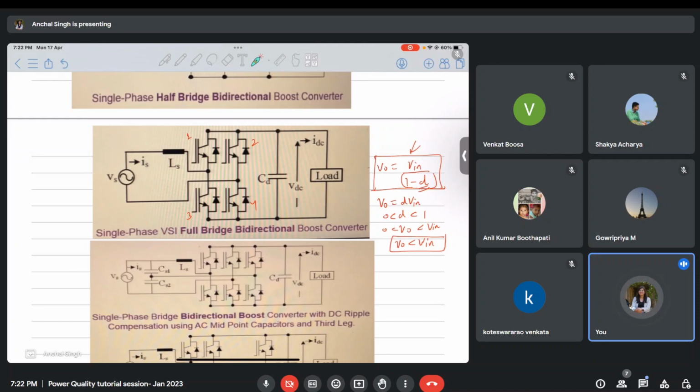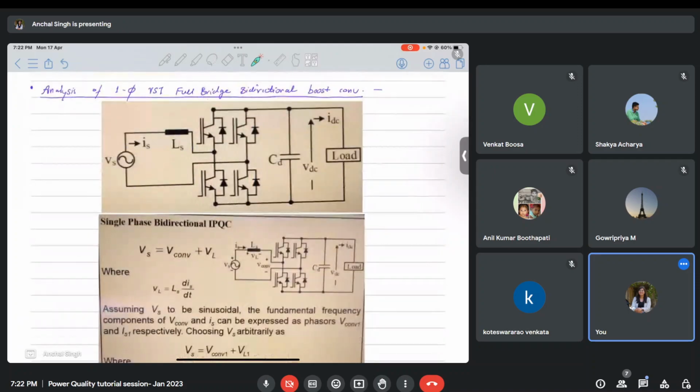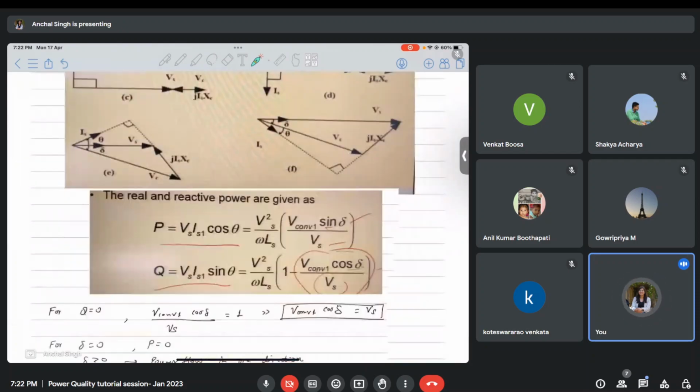If you still have doubts, you can try giving different pulses to this particular switching arrangement, and then you will see that you are getting different outputs every time you give a different gating pulse. Okay. So similarly, a lot of topologies for boost converters are given, and then they are analyzed.